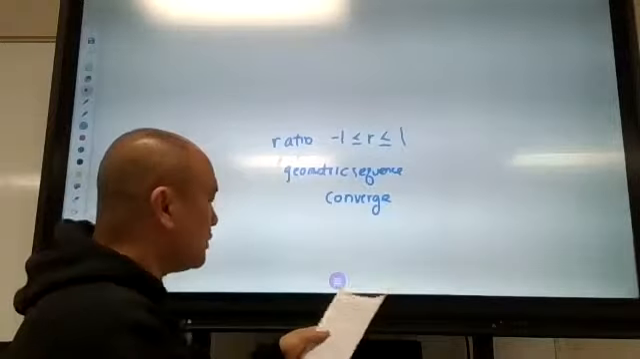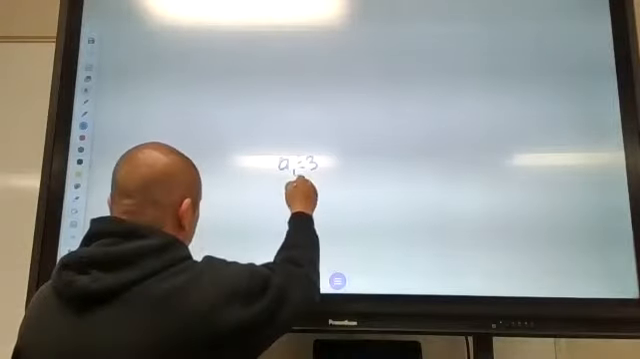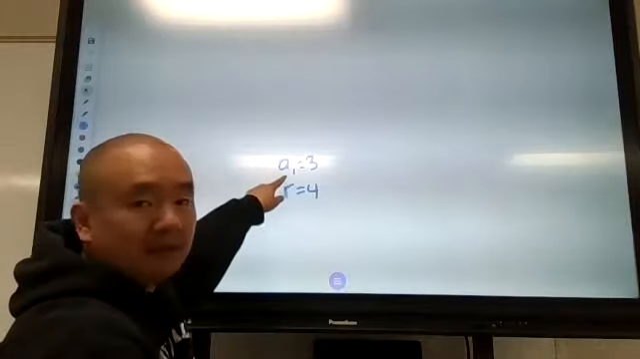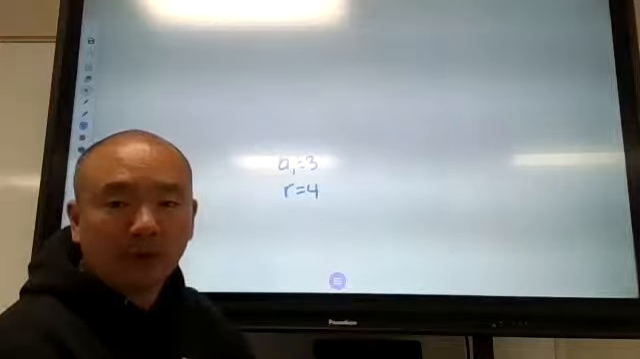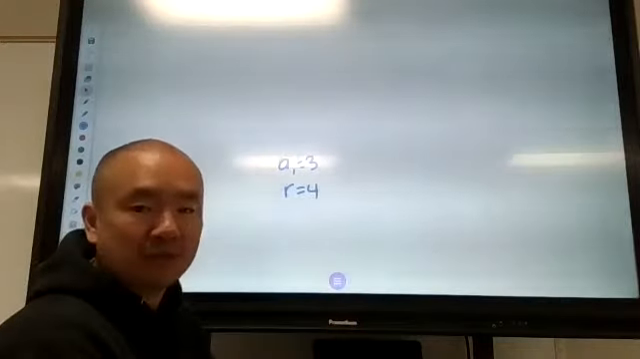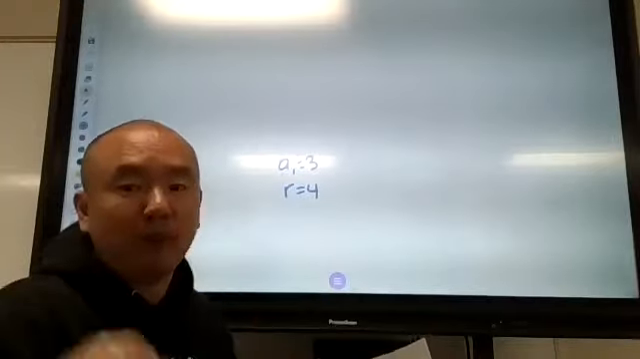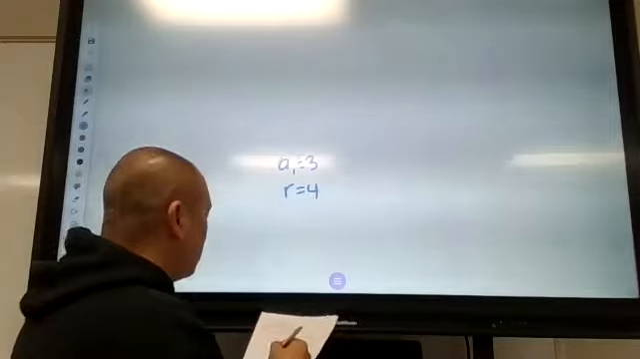Okay, so let's go with number 1. Number 1, if the first term a1 is 3 and the ratio is 4, don't worry about the a1 in this case. Right here, you just have to look for the 4. Since the 4 is greater than 1, that means it's going to diverge. It's going to shoot straight up because with every number, it's going to multiply by 4.